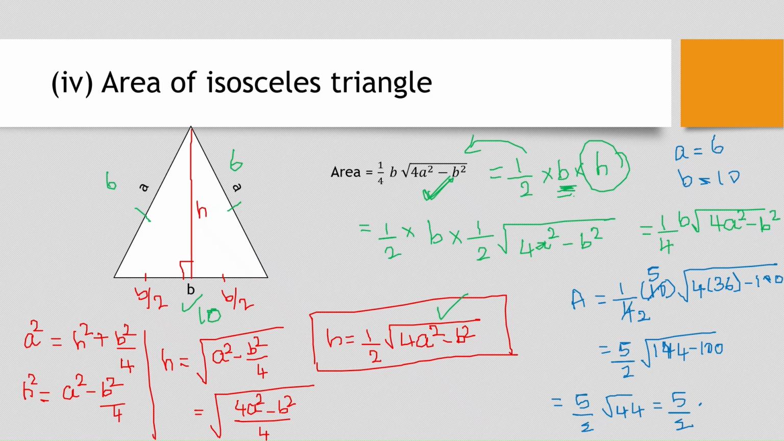So 4 I am going to take 2 outside, and still 11 is going to stay inside the square root. So you can cancel 2 and 2. So the remaining, the answer is 5 root 11 centimeter square. So this is the area of this particular isosceles triangle, whose base is 10 and the equal side is 6 centimeter. We'll see the next one.